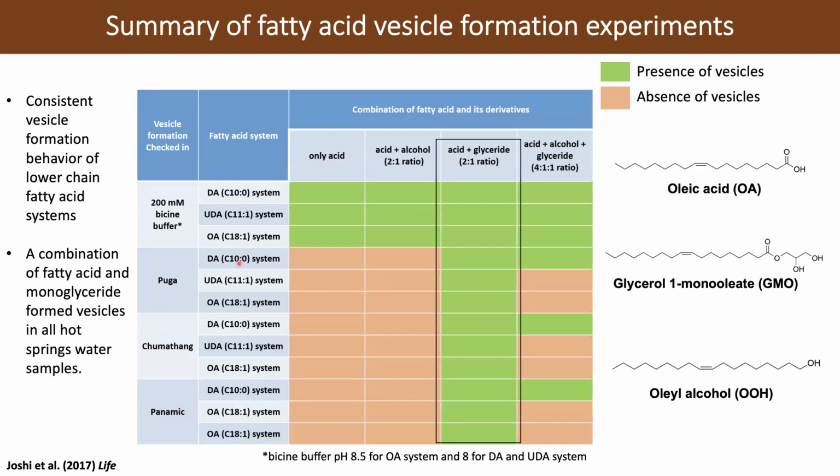In this table, you're looking at the fatty acid system. Chain lengths are varying here, so you don't need to understand beyond a point. One is a 10 carbon chain length, one is 11 carbon chain length, one is an 18 carbon chain length. Oleic acid is what I'm showing here, along with its two derivatives, oleyl alcohol and the glycerol monoester containing head group of oleic acid. And if you look at it, the one which has both the oleic acid and the glyceride, the vesicle made up of these two components, did very well in all of the hot spring samples, whereas the others didn't do as well in all the combinations.